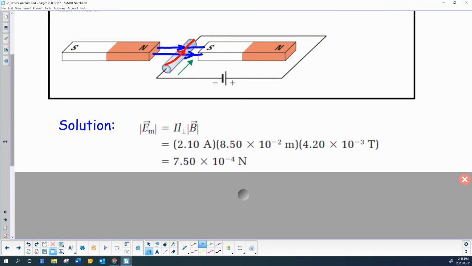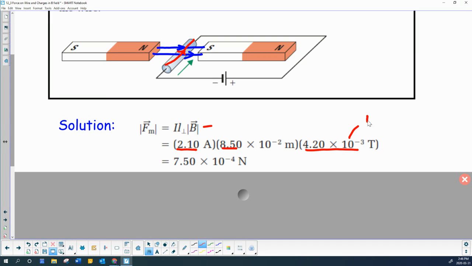So first of all, we're going to get our formula. F is equal to I times L times B. As long as we're just considering the length of the wire in the magnetic field and it's perpendicular, we're good. We put in all the information that's relevant. We have our 2.1 amps. We got our 8.5 times 10 to the minus 2 meters. And we convert our milliteslas to Tesla.